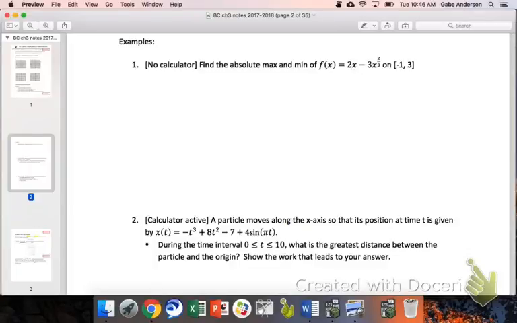Yeah, critical numbers and endpoints are what we're looking for here. So the endpoints most often are quite obvious. They're right there, -1 and 3. Critical points, critical numbers, where do they happen?